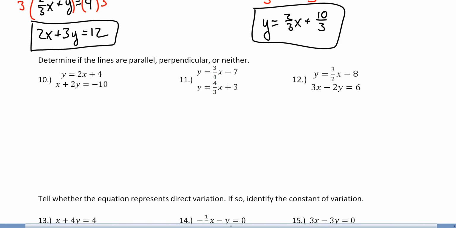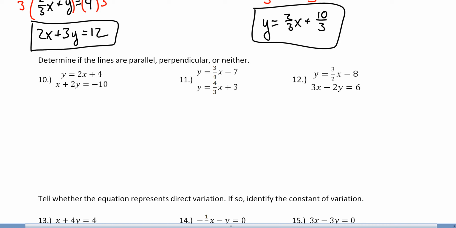The next one, it says determine if the lines are parallel, perpendicular, or neither. And so what I need to do here is I need to put these in a format where I can see the slope. All right? And the thing is this. If the lines are parallel, the slopes will be the same. If the lines are perpendicular, the slopes will be opposite reciprocals. If the lines don't have the same slope or don't have opposites, neither of those, then it's neither.